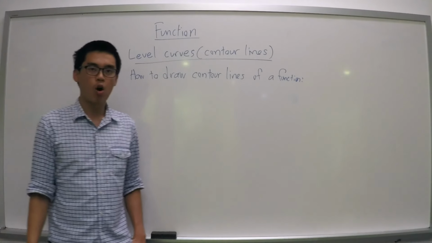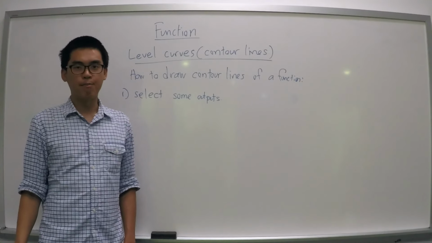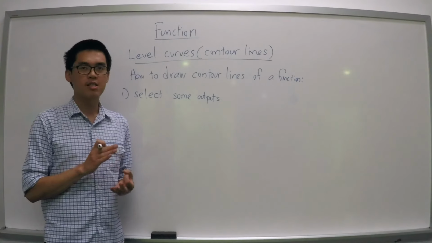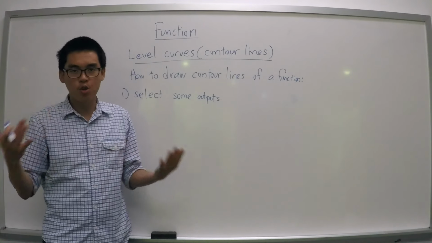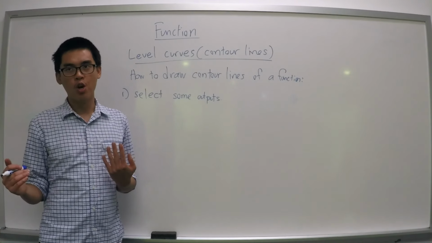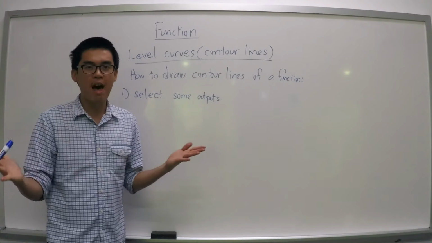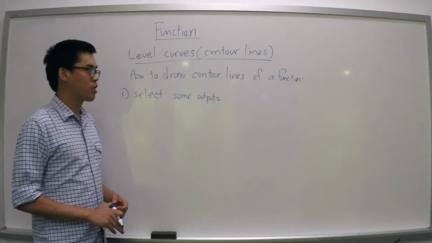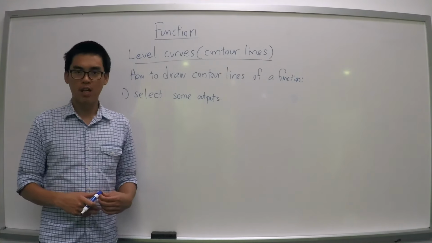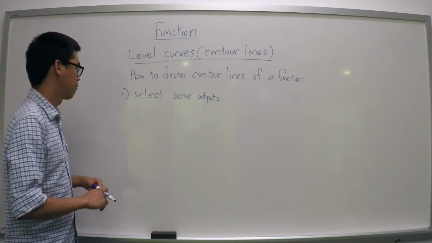Alright, so let's go over how to draw contour lines. First, you select some choices of outputs. Just like in the previous example, we do 60, 70, 80, and 90. There's no reason why we should skip 85, and no reason why we should stop at 90, but we just select some that will represent. Sometimes the problem just asks you to draw contour lines for specific levels, but if they don't tell you, just select the ones that you like.